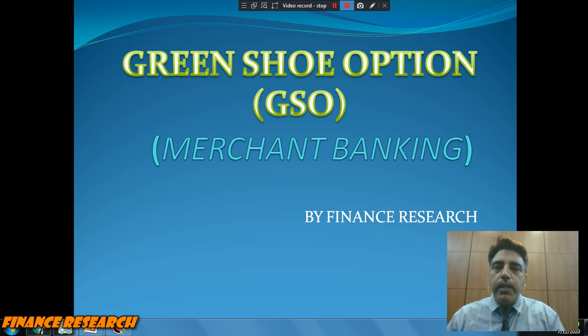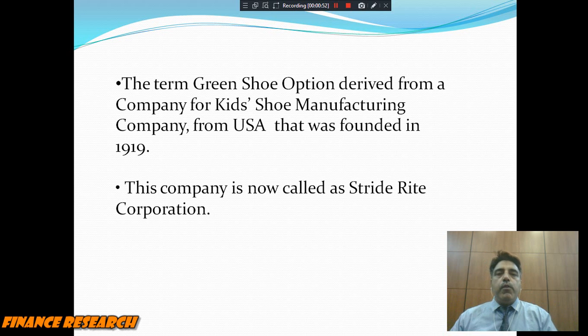So we will quickly take a look at what the greenshoe option is, why it is called a green shoe, and what the role and significance of the greenshoe option is. The term greenshoe option is derived from a kids' shoe manufacturing company from the United States that was founded during the First World War. They hired some merchant bankers in order to stabilize their stock prices in the secondary market. The company still exists, now known as Stride Rite Corporation.